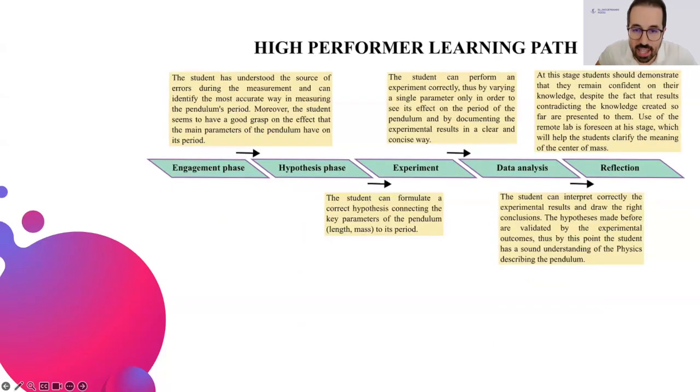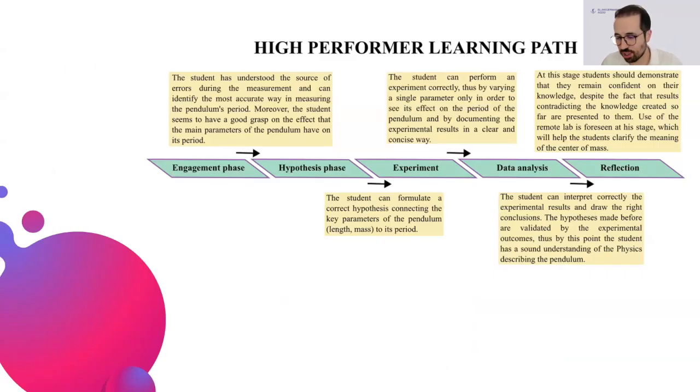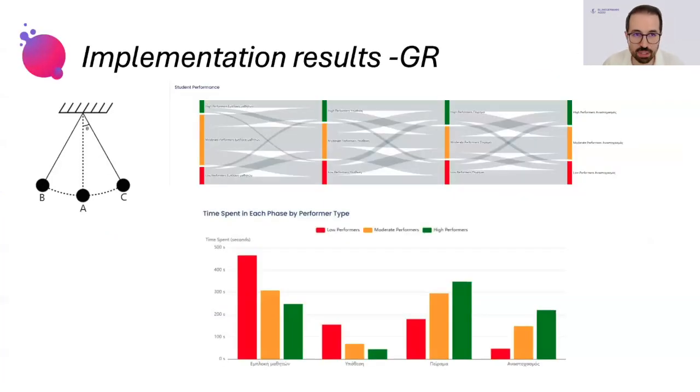And finally, we have an ideal case, a student who has been categorized as a high performer at each different phase. So you see that this student can move forward without any difficulties. And here at the reflection phase, I will present that in a while. We ask the students to work with a remote lab and then add a mass on top of the mass and try to see if that has any effect on the pendulum's period. And of course, as I said, this is for a student that is always low, high, or moderate, but real life is a bit more complicated.